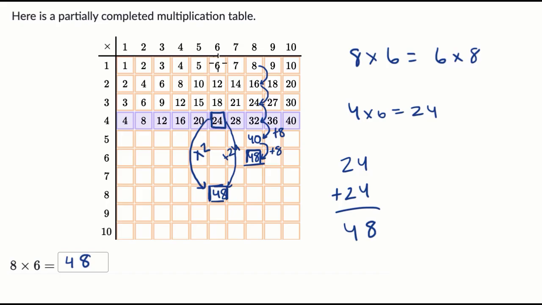You could also go down this column right over here and add 6 every time. And you could see that that would work. If you add 6 to 24, you'd get 30. Add 6 to that, you get 36. Add 6 to that, 42. Add 6 to that, you get to 48.